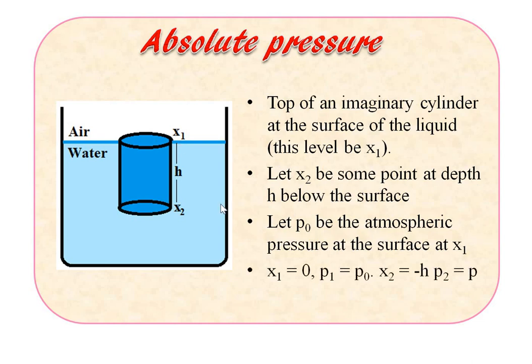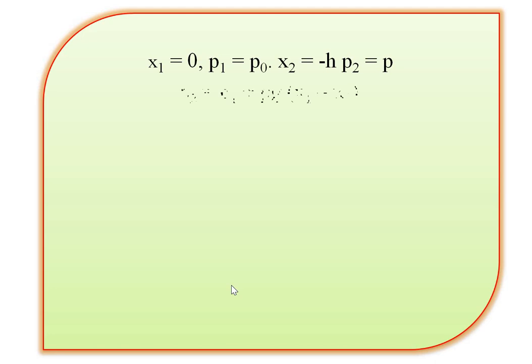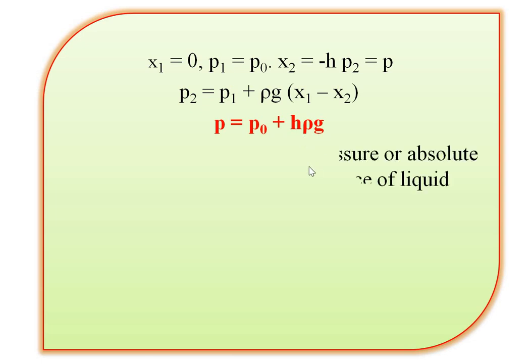So we have to get some quantities: x1 is equal to 0, P1 is equal to P0, that means the atmospheric pressure, x2 is equal to minus h, and P2 is equal to simply small p. So in the previous slide, we know the equation, that means P2 is equal to P1 plus rho into small g into x1 minus x2. So putting these values in the equation, we get a new form of the equation, that is P is equal to P0 plus h rho into small g.